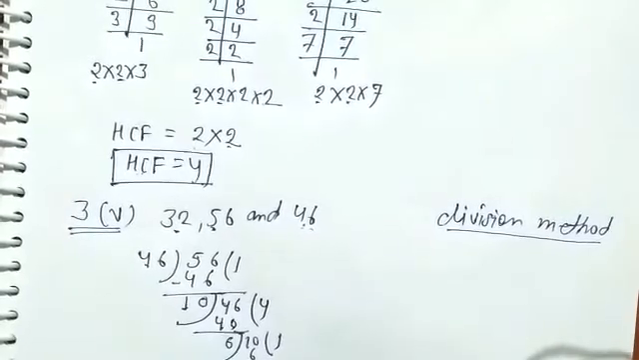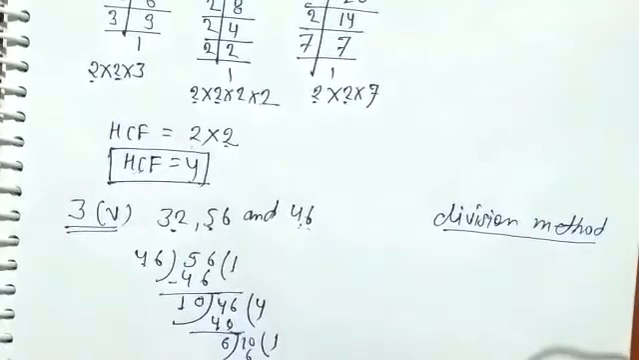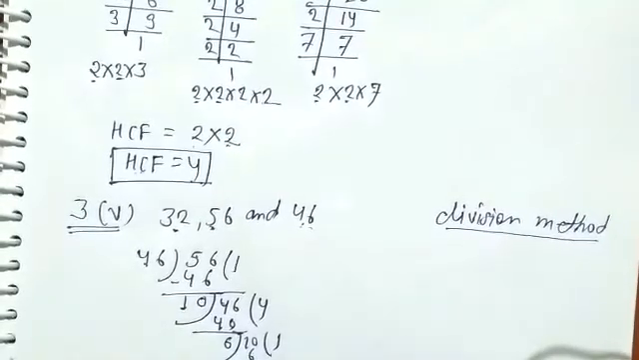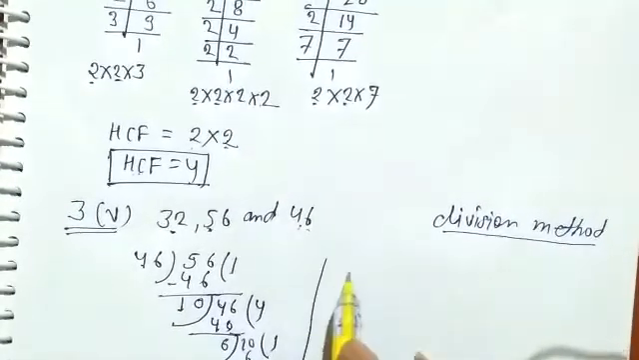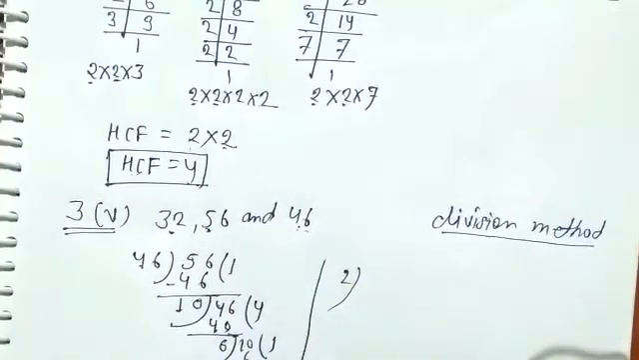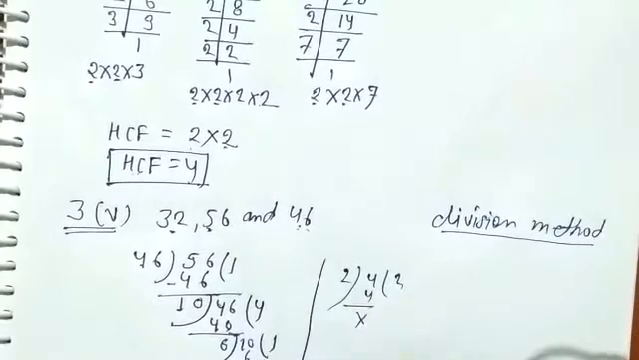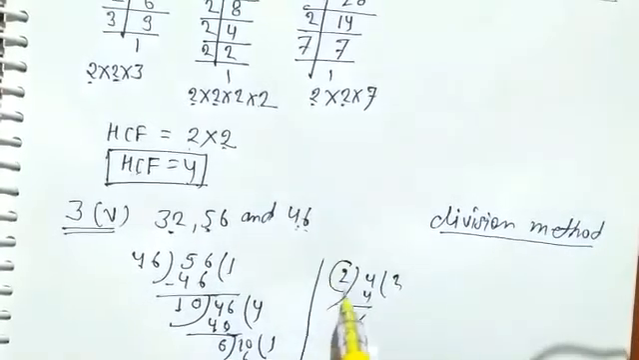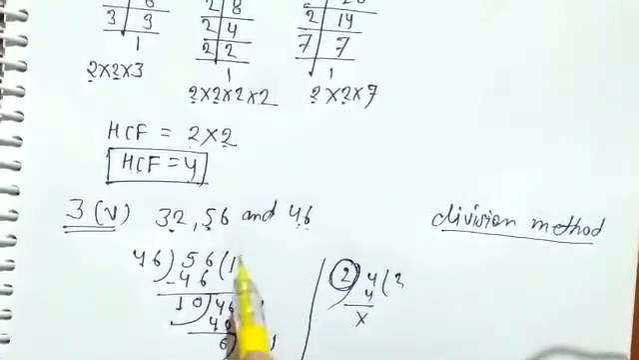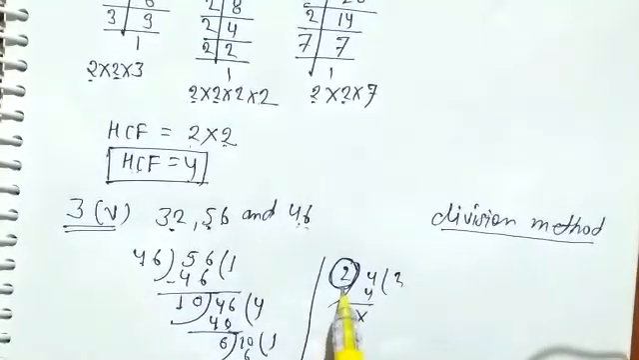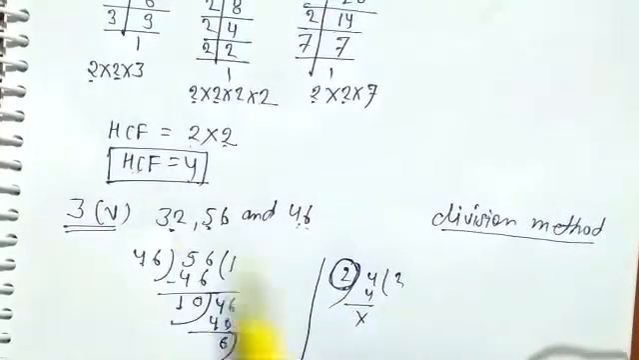Again 4 will be the divisor there. 4 ones are 4. The remainder is 2. Now this 2 will be the divisor and this 4 will be the dividend. 2 twos are 4. Now this means the last divisor of these 2 numbers is called the HCF of these 2 numbers.